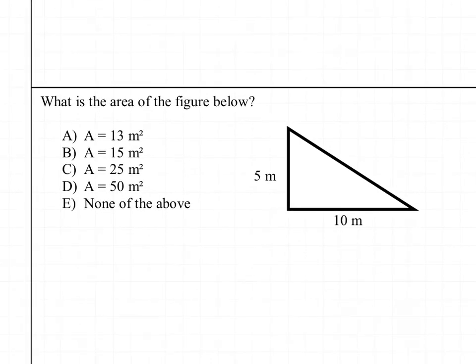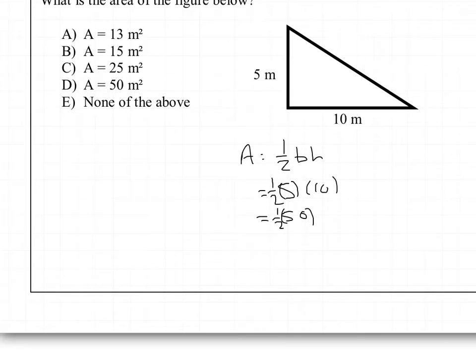Here we have the area of a triangle, so we should be starting with the equation. Area is equal to 1/2 of base times height, which is equal to half of 5 times 10, or half of 50, which is equal to 25.